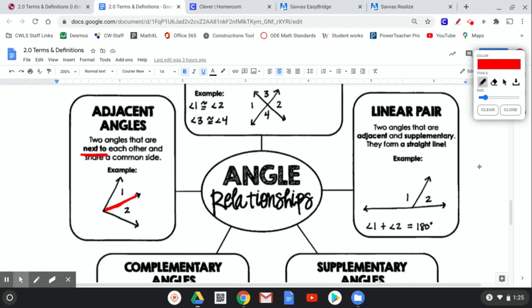All right, next is going to be linear pair. So linear pair are adjacent and supplementary. Adjacent and supplementary.